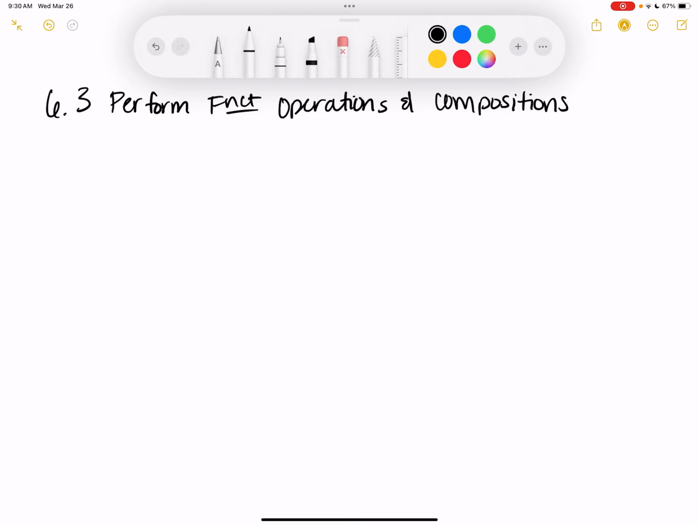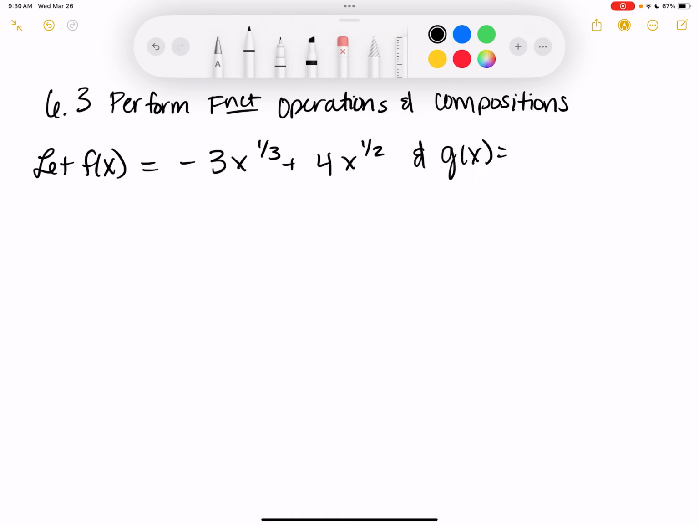For these first few problems, let f of x be equal to negative 3x to the 1/3 plus 4x to the 1/2, and g of x equals 5x to the 1/3 plus 4x to the 1/2.